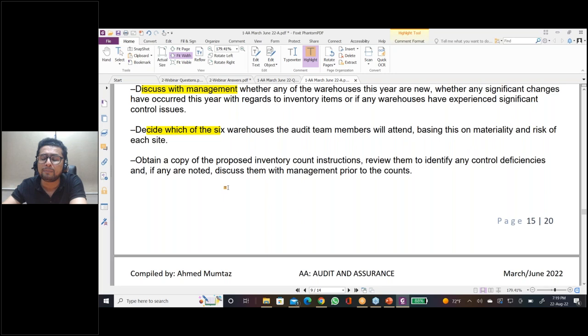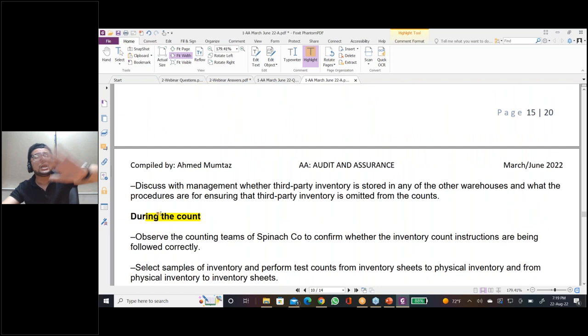Last but not the least, before we go on to the day of the stock count, we might want to have discussion with the management regarding the third party and make sure I understand what mechanism and what procedure they have in place in order to make sure that the third party items are not incorporated at the year end stock count.